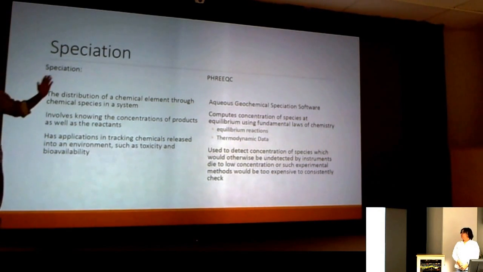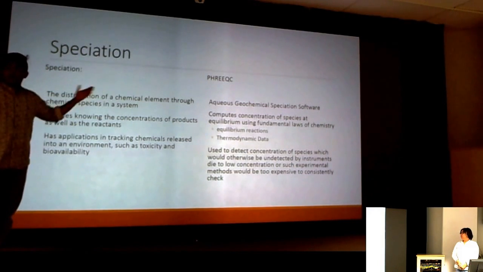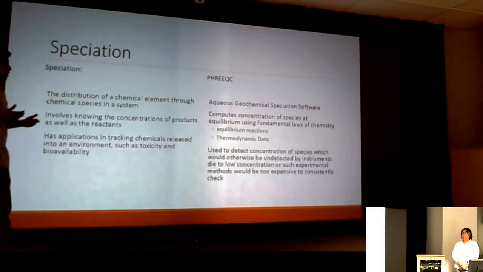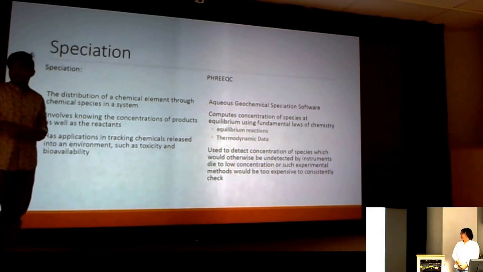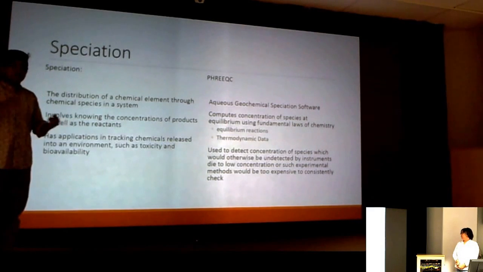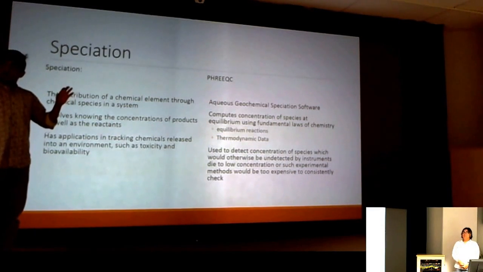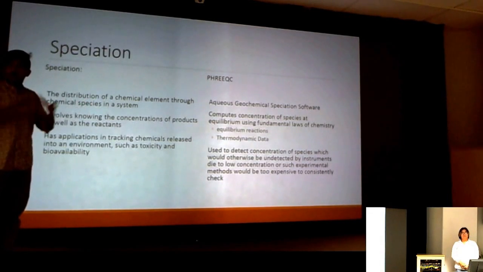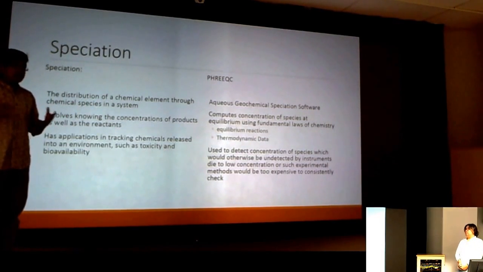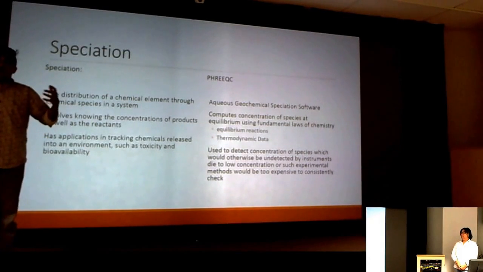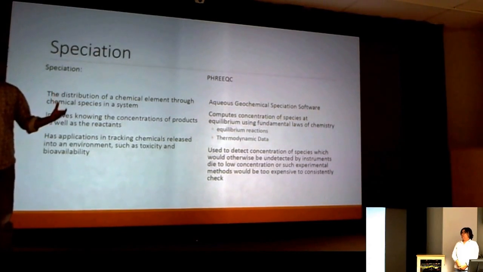Now, we use the software FreeQC, which is an aqueous geochemical speciation software. And it can do things like equilibrium reactions and thermodynamic data. Basically, we insert constants that are gained experimentally, and from there, it can model reactions as if it was in an environment, to an accuracy that can go undetected by experimental methods.